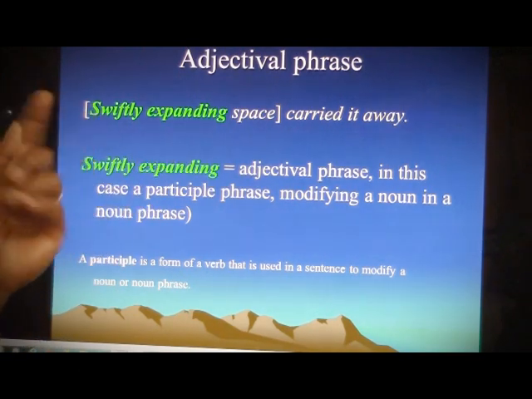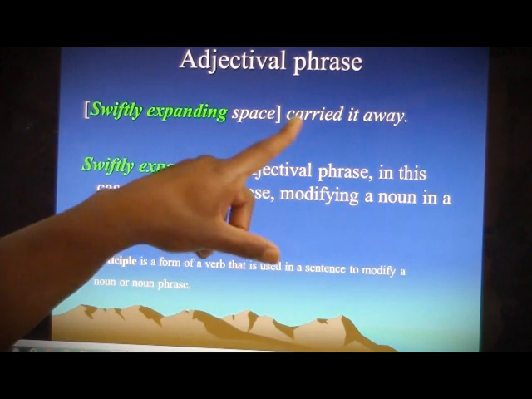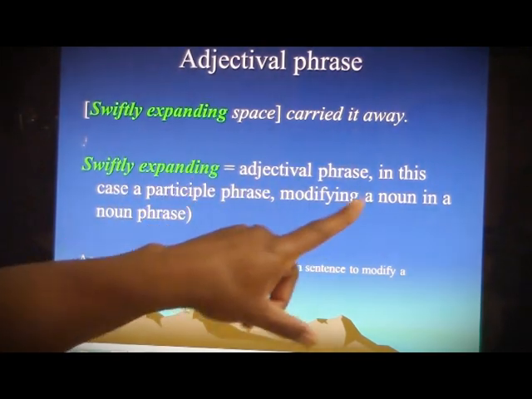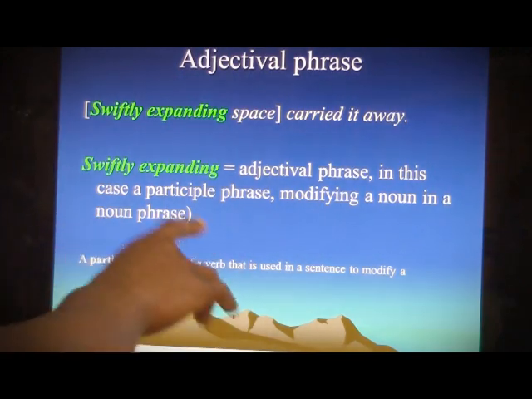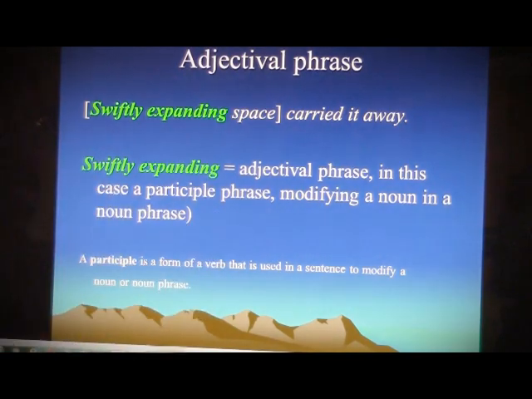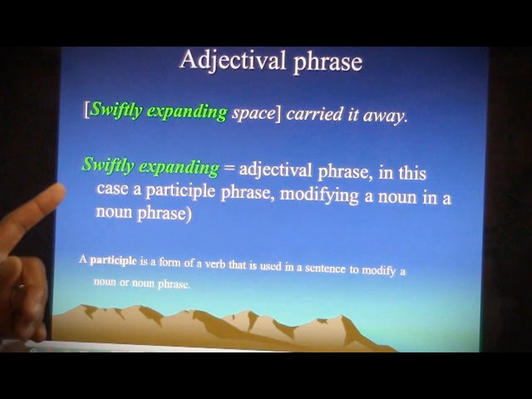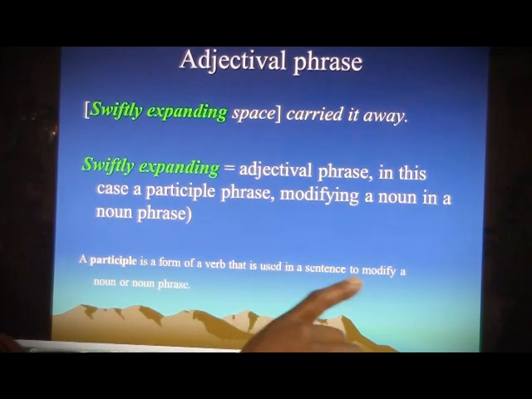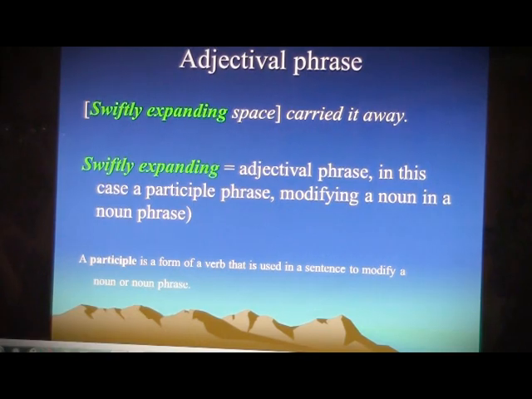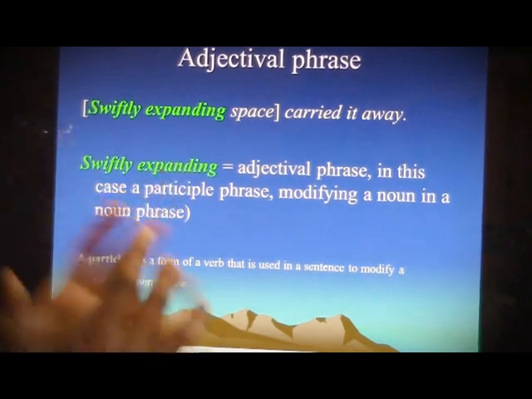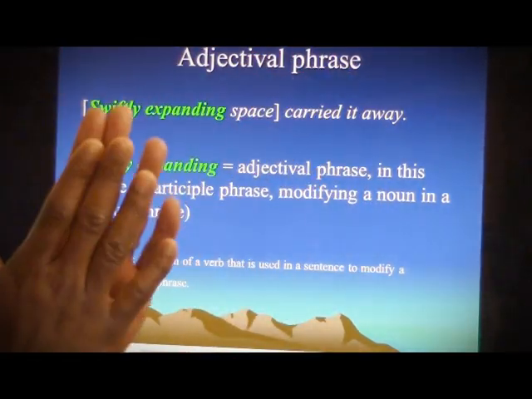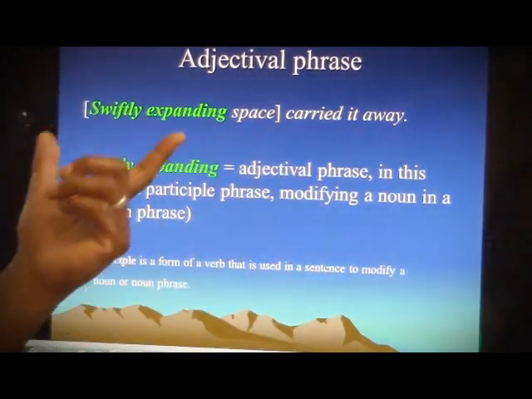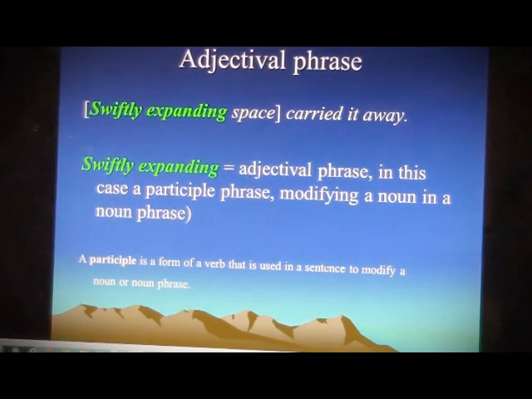Adjectival phrase. Swiftly expanding space carried it away. Swiftly expanding is an adjectival phrase. In this case, a participle phrase. Expanding is actually a verb, but a participle is a form of a verb that is used in a sentence to modify a noun or a noun phrase. So swiftly expanding, very quickly expanding space, carried it away. Swiftly expanding is an adjectival phrase.